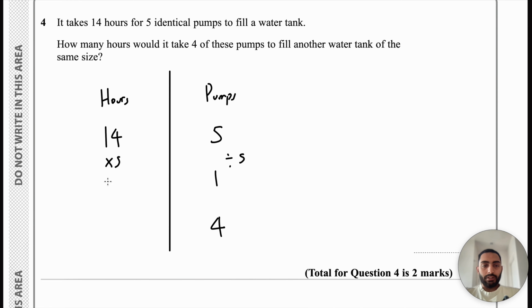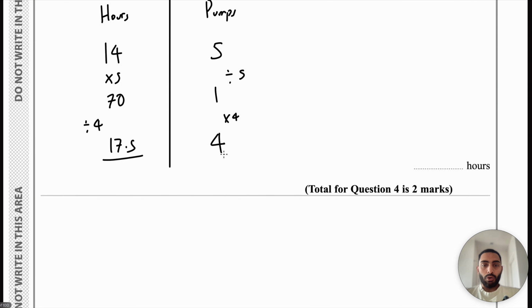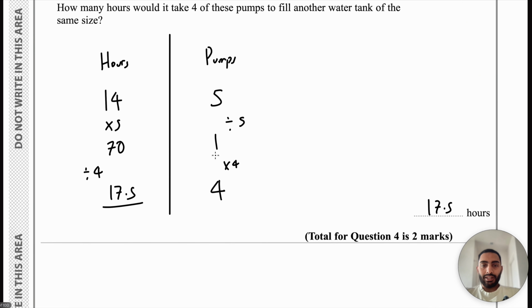14 multiplied by 5 would be 70. And then on the right hand side, we're multiplying by 4, so we're going to do the opposite to that on the other side. We're going to divide by 4. So half of 70 is 35, half of 35 would be 17.5. So it would take 17.5 hours for 4 pumps to do the same job. If you're doing a question like this, just scale it down to find out how long it takes 1 pump or 1 man to do the same amount of work, and then you can scale it back up.